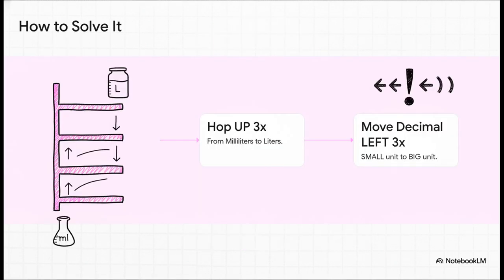You know what? It's the exact same process. We're just going in the other direction this time. Okay, so we're starting at milliliters. To get up to our base unit, liters, we need to take 1, 2, 3 hops. Now we're going from a small unit to a big one. So what does that mean? It means our decimal moves 3 hops to the left.